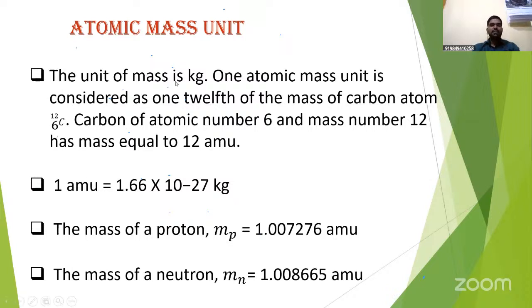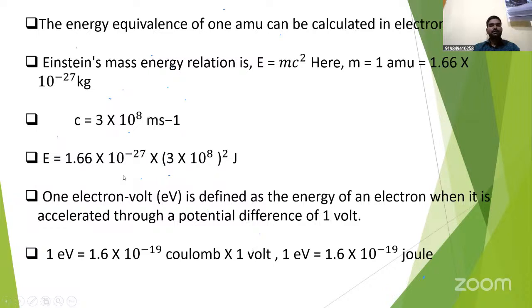So atomic mass unit is nothing but 1/12 of the carbon atom mass. It is given by 1.66 into 10 power minus 27 kg. The mass of a proton Mp is equal to 1.007276 amu. The mass of the neutron Mn is equal to 1.008665 amu. So this is the energy equivalence relation.